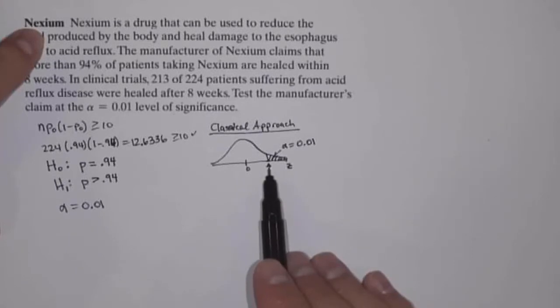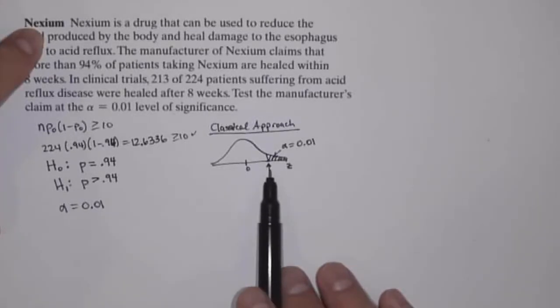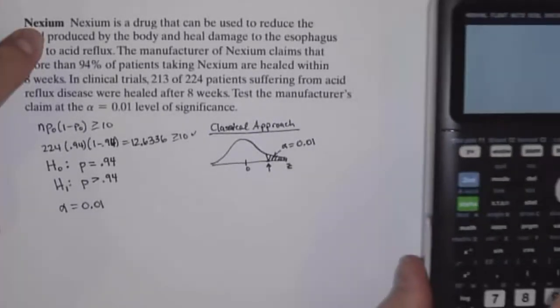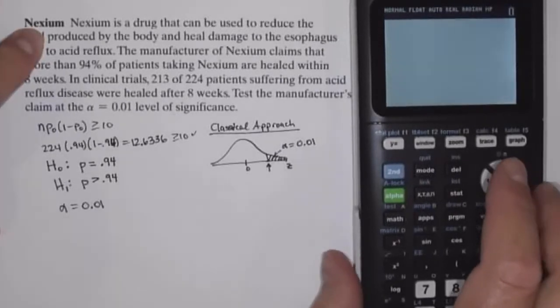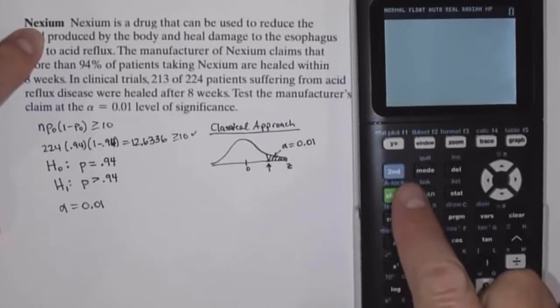I can use the inverse norm command on my calculator. I can use the standard normal table, or I can use the normal calculator in StatCrunch. Any of those will give me the same critical value if I do it correctly. So I'm going to use the inverse norm command on my calculator. Now again, just as a reminder, I have a newer calculator that lets me do things that you may not be able to do on your calculator.